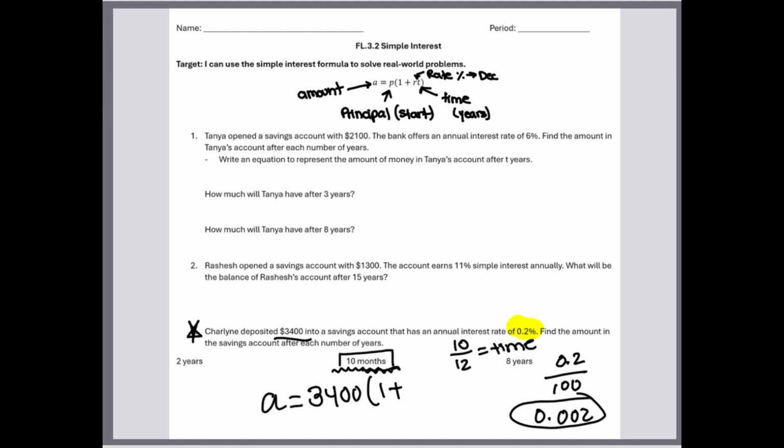So I'm going to plug that in. So we've got 1 plus our rate is 0.002 multiplied by our 10 over 12, which is our time. And again, plug that into your calculator and you'll get your answer.